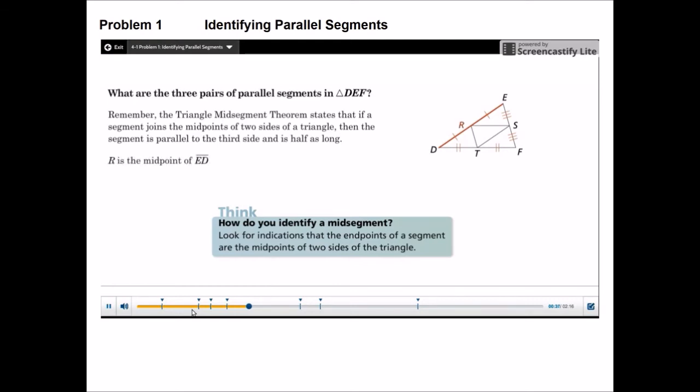R is the midpoint of segment ED. And S is the midpoint of segment EF. So, segment RS is a midsegment of triangle DEF. By the triangle midsegment theorem, segment RS is parallel to segment DF.